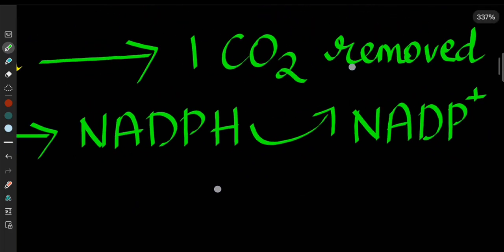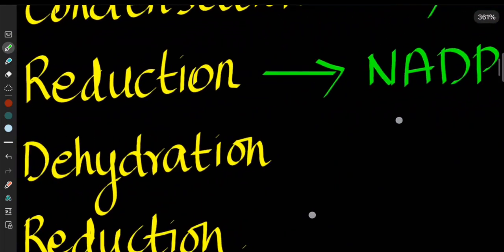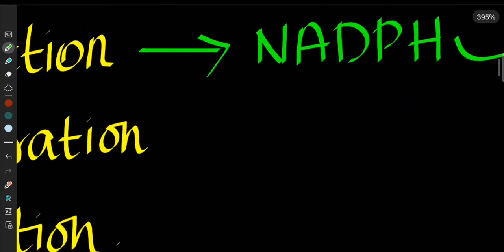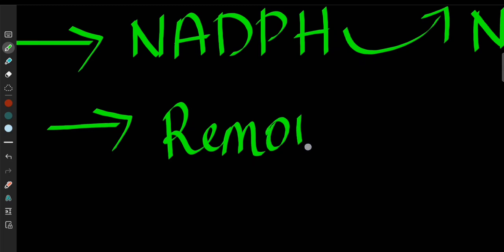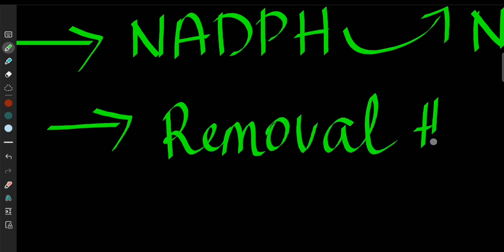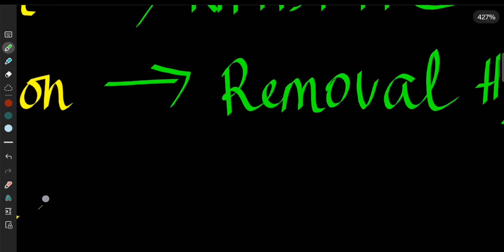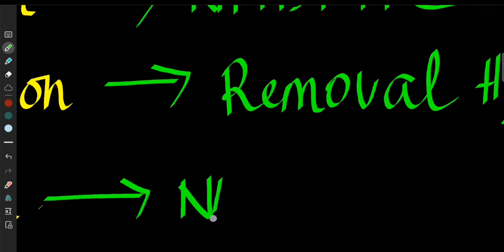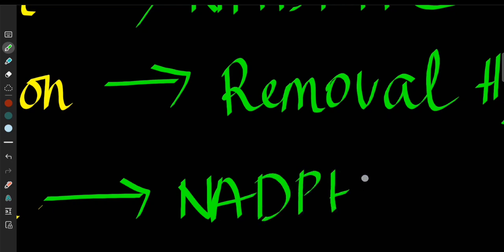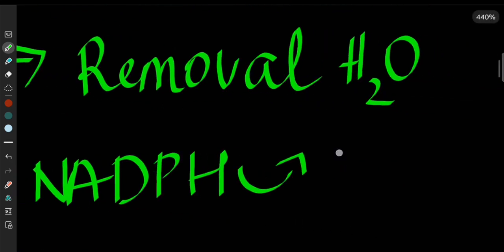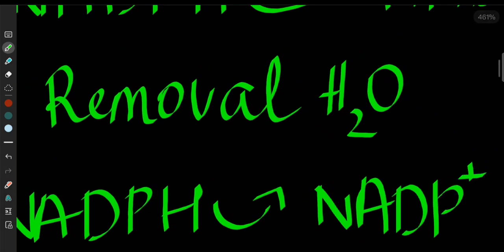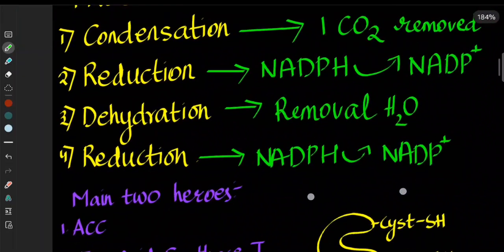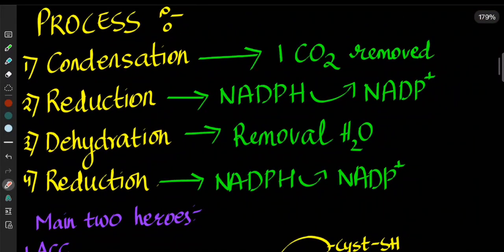Then we have the other one, that is dehydration. Dehydration means removal of water. And then finally we again have reduction. So reduction will be NADPH, which will finally change to NADP plus. So these are the 4 steps. If you want to remember, you can remember by the first letters, that is CRDR.